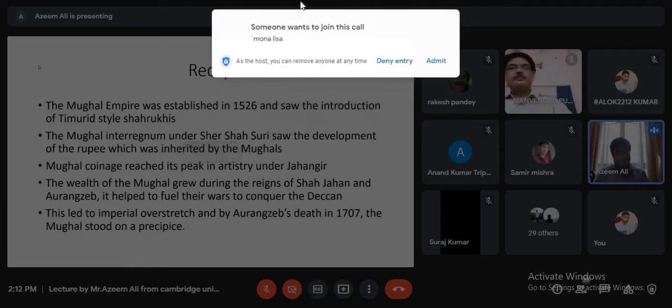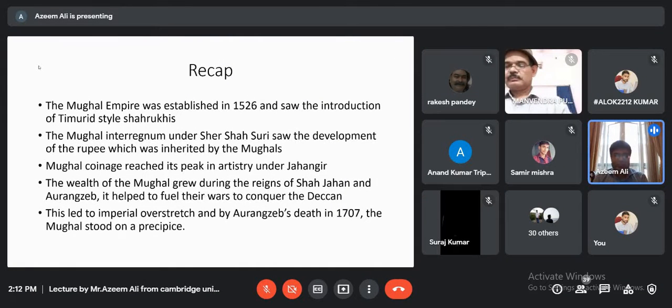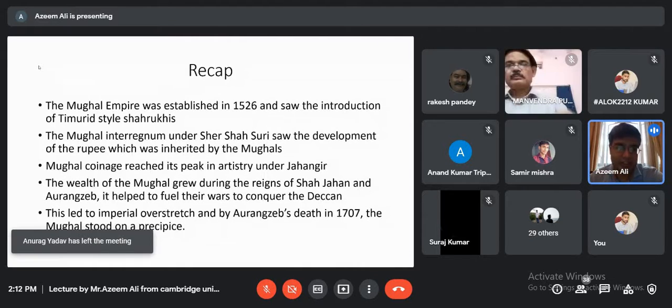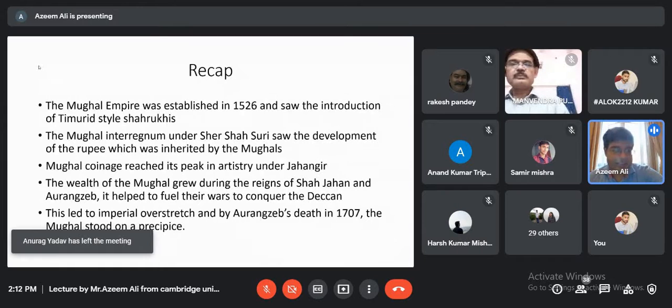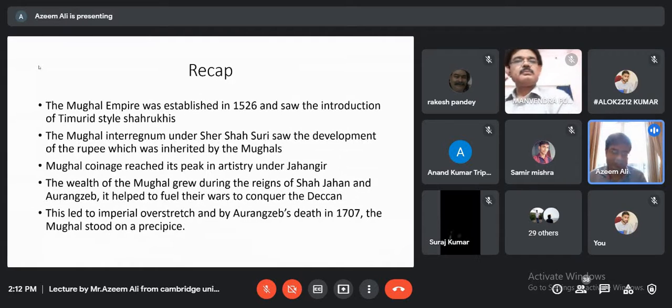So just a short recap. The Mughal Empire was established in 1526 and saw the introduction of Timurid style Shahrukhis, which were silver coins such as these, and the Mughal interregnum after the exile of Humayun under Sher Shah Suri, as Professor Pandey mentioned, saw the development of the rupee, which was inherited by the Mughals. And from Humayun's restoration onwards, you had the redevelopment of Mughal coinage, which reached a peak in artistry under Jahangir.